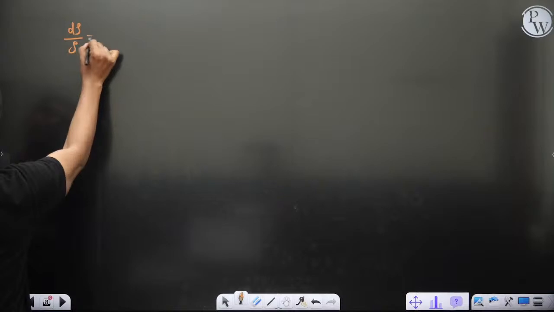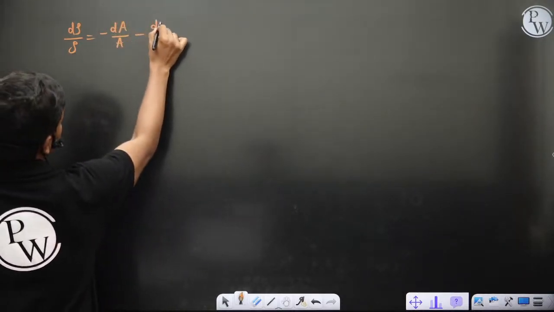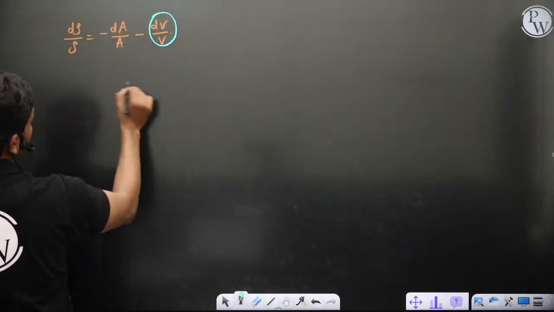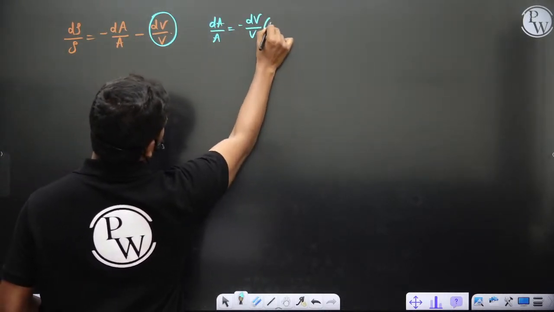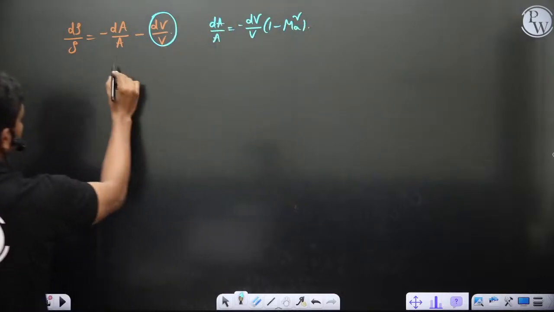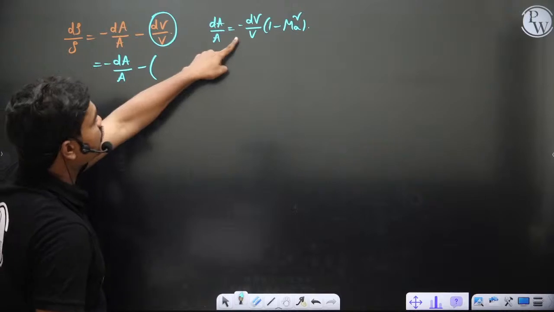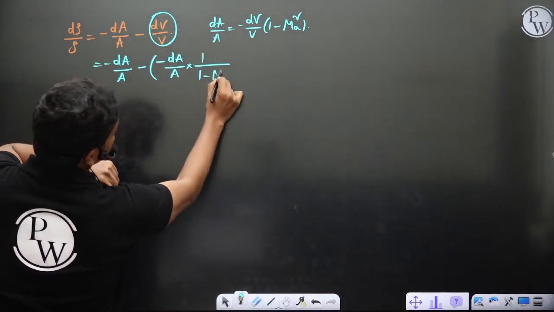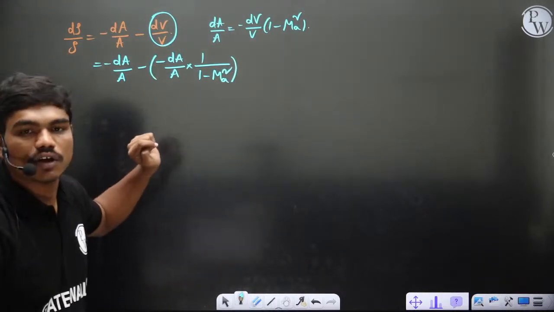See, we have d rho by rho is equal to minus dA by A minus dV by V from continuity equation. Okay, now this term can be replaced in terms of density. See here, dA by A is equal to minus dV by V times 1 minus Mach square is what you have. So if you replace here, minus dA by A minus dV by V can be written as minus dA by A into 1 by 1 minus Mach square. Okay, so this is what you get. Yes, correct? Can I write this? All of you, please type in the chat box.